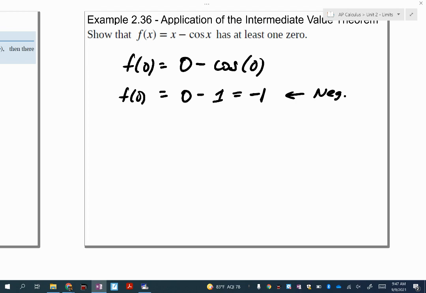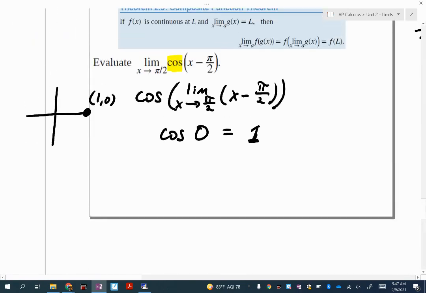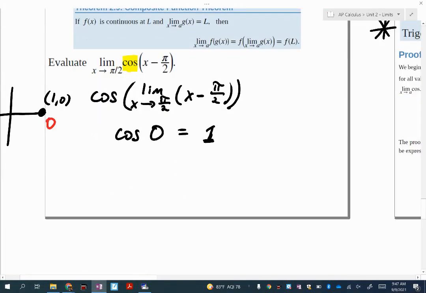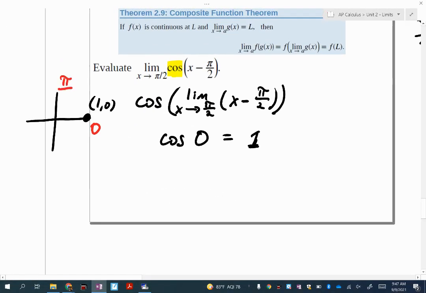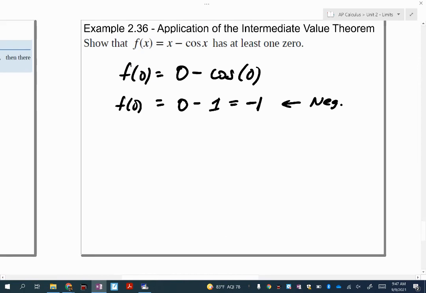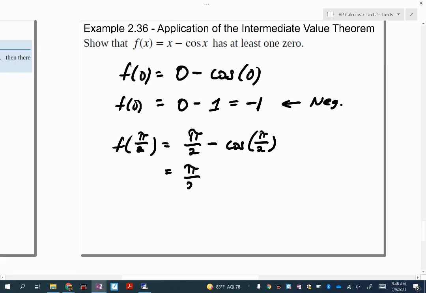So I'm just going to do the next part of the quadrantal, right? If this is 0 in terms of our radians, then this next part of the quadrantal is pi over 2. So I'm going to plug in pi over 2 into this trig function. So we have f of pi over 2 equals pi over 2 minus the cosine of pi over 2. Okay? So pi over 2, I'm just going to leave like that. You can get a decimal if you wanted to. Minus the cosine of pi over 2.